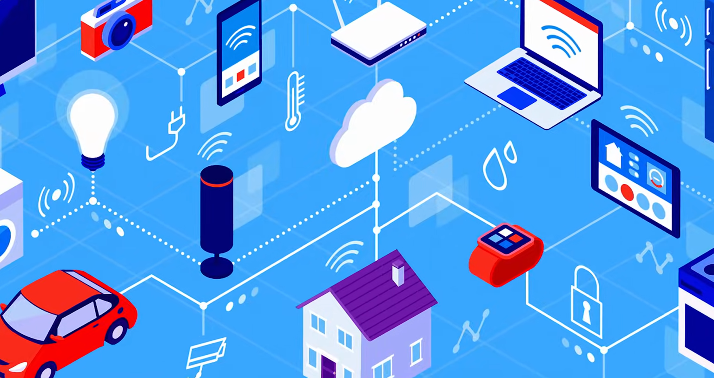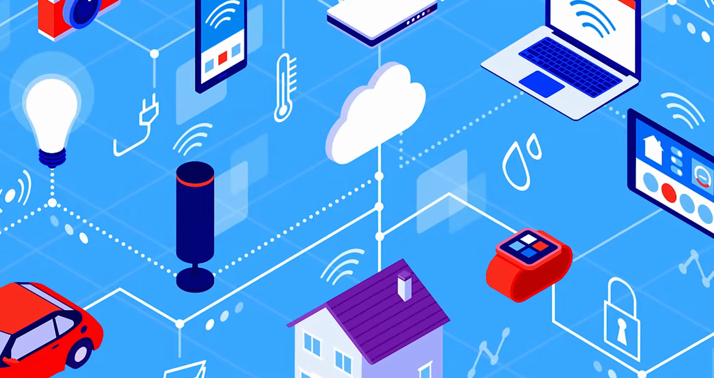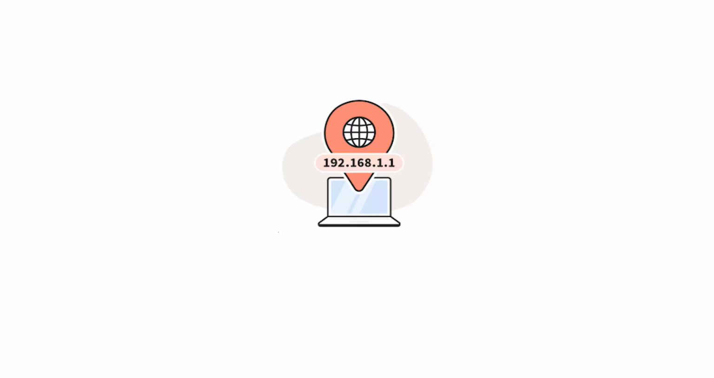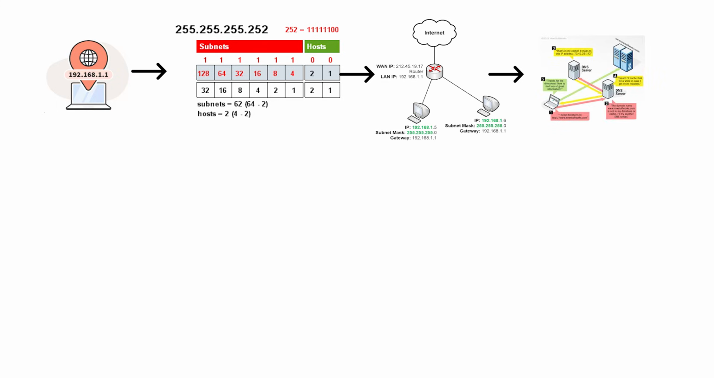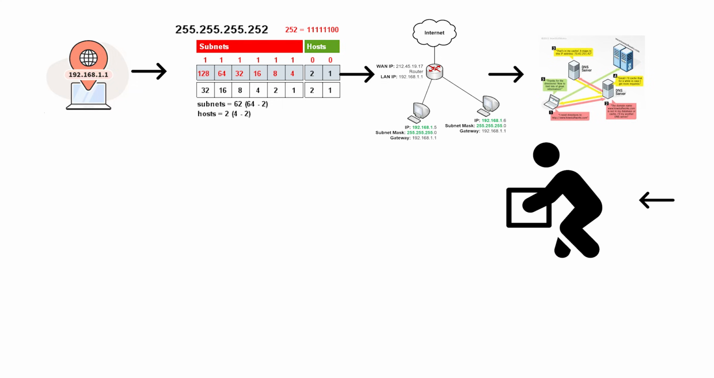Dynamic Host Configuration Protocol. Every device that connects to a network needs 4 things configured to function properly. It needs an IP address to identify itself, a subnet mask to understand the size of its local network, a default gateway, which is the router's IP address used to reach outside networks, and the IP address of a DNS server to resolve domain names.